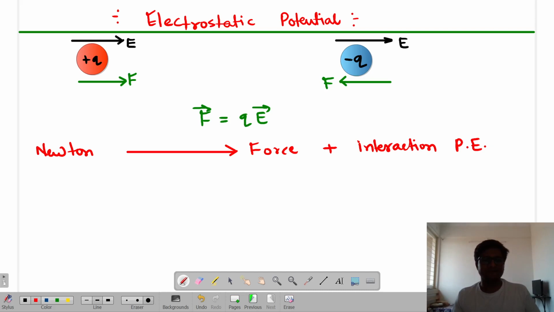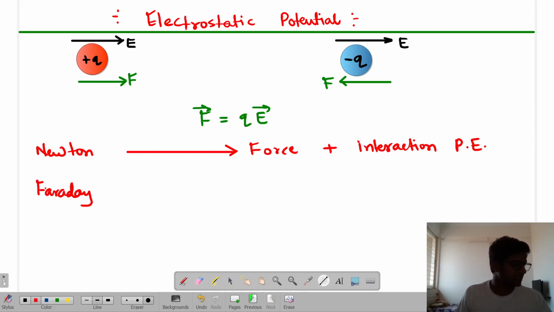In similar fashion, in an electrostatic field, there is a scientist which we know by the name Faraday. There is a scientist whom we call Faraday, got it or not? And that scientist gave us the idea.